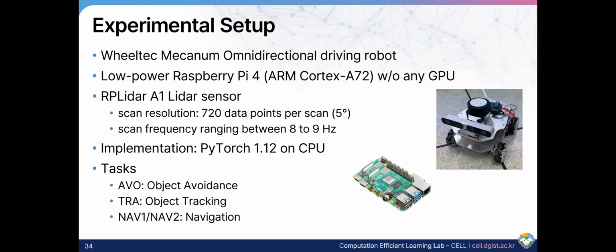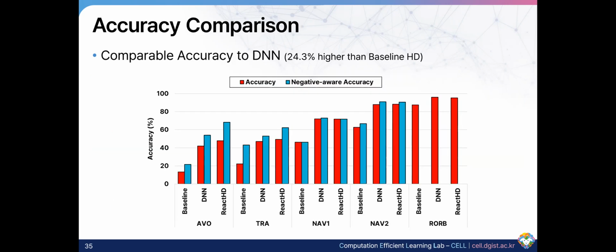I am going to show some graphs, like efficiency and accuracy, and I use acronyms for the different tasks: AVO for avoidance, TRA for tracking, and navigation 1 and navigation 2. Here is the accuracy comparison. What we did was compare it with the baseline HDC approach, and there are some differences from our method.